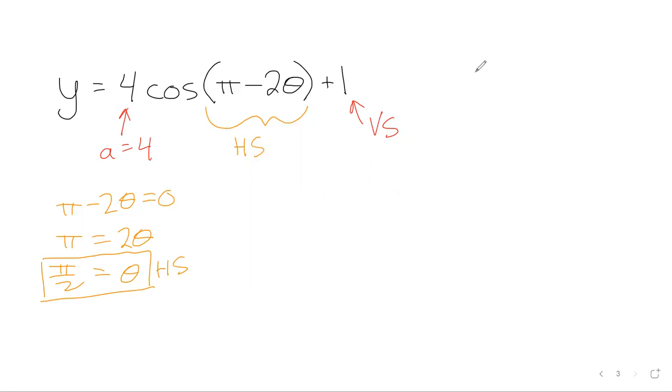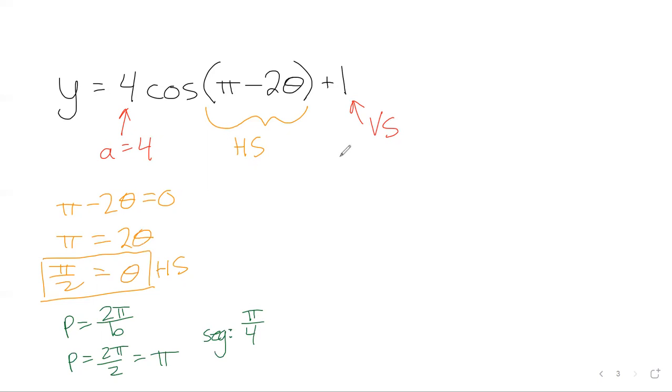And then for the period, we will have period is 2 pi over b. B is 2, the number that's in front of theta. So period equals 2 pi over 2. So the period is just pi. And the segment is 1/4 of that, which is pi over 4.